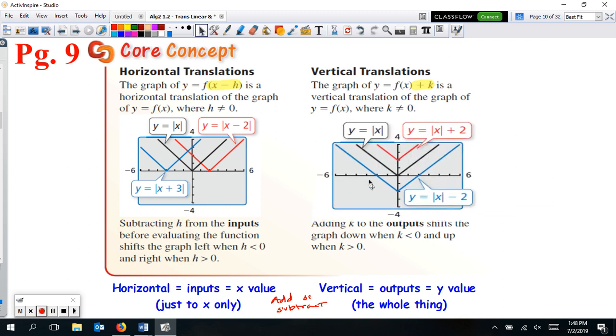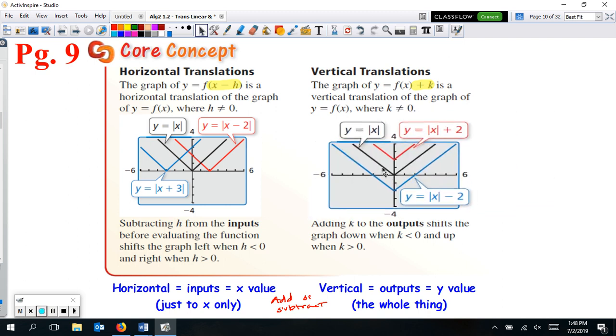This one here, you can kind of see this a little bit better. You're moving it up or down. Our black one again is our parent function right there at 0, 0. But this red one moves up, and you can see where it's moving up is outside the function.